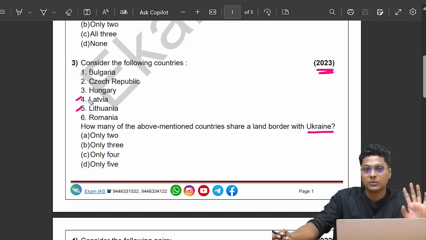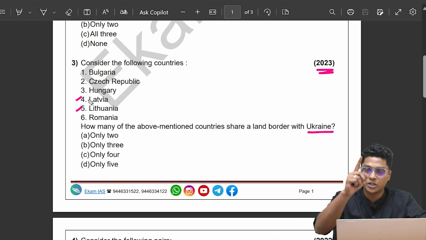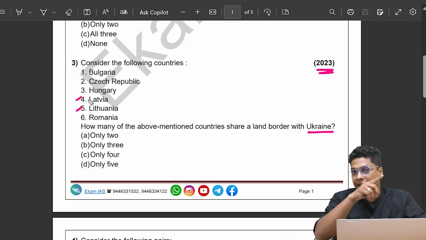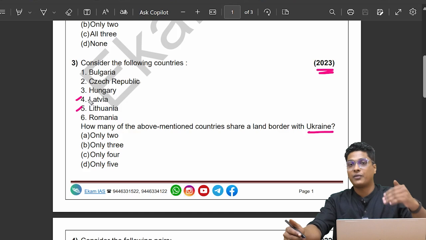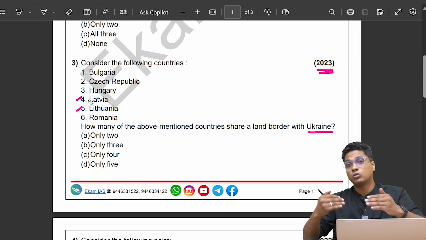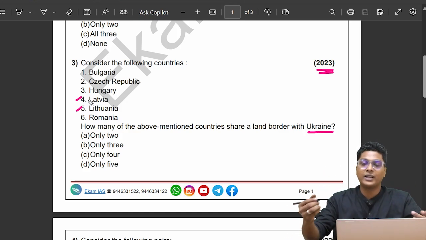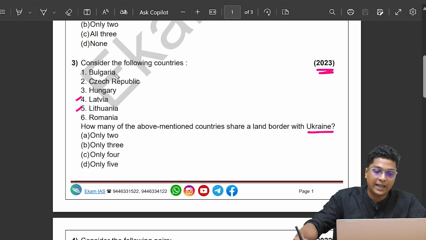Latvia and Lithuania. We have seen it earlier: three nations, Estonia, Latvia, Lithuania. In between, there is a large nation, Belarus. Also towards the west of Lithuania, we have Poland. After Belarus, only Ukraine comes. So there is no way Ukraine can share a border with Latvia and Lithuania. So these two can be eliminated.